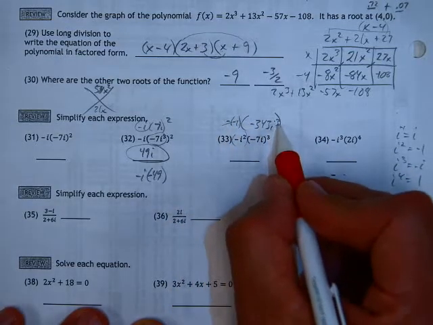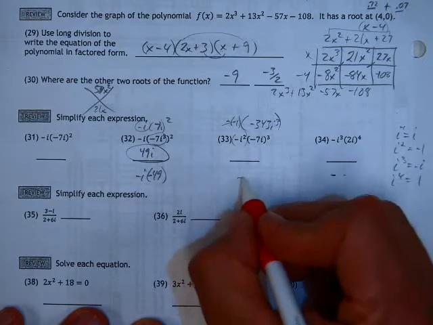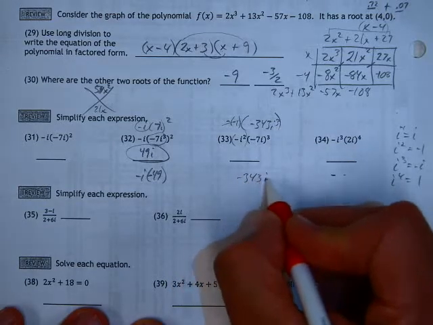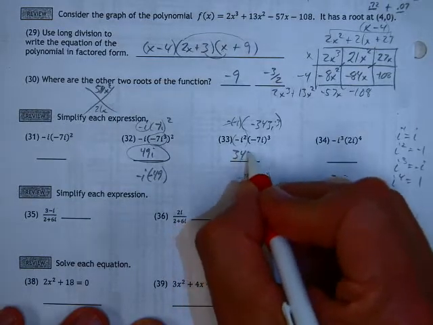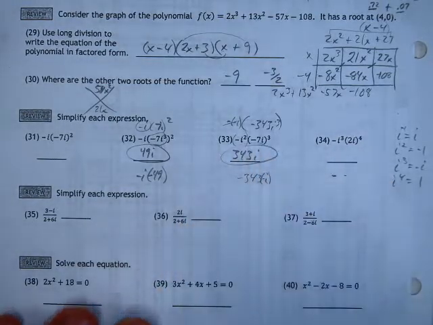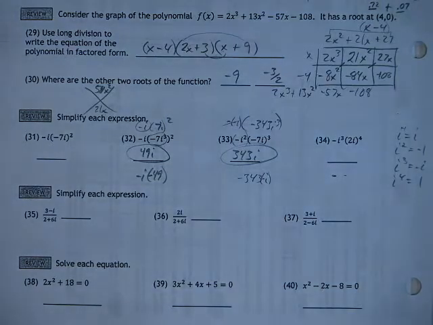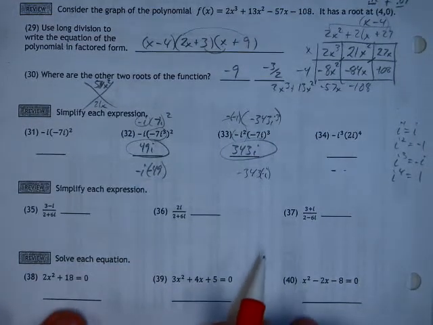You have an i cubed, which is a negative i. So you have a negative 343 times a negative i. The negatives cancel. Your answer is 343i. It's positive i, but it's still an i. So you got to kind of work your way through those things.